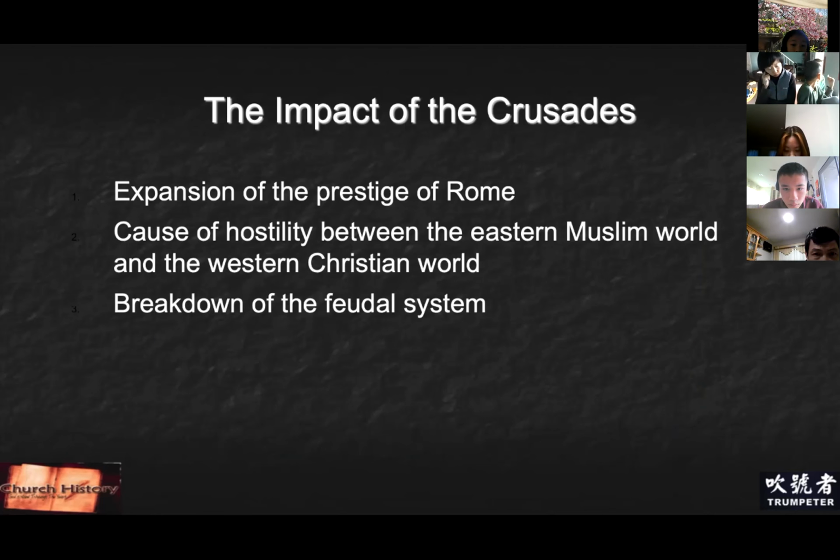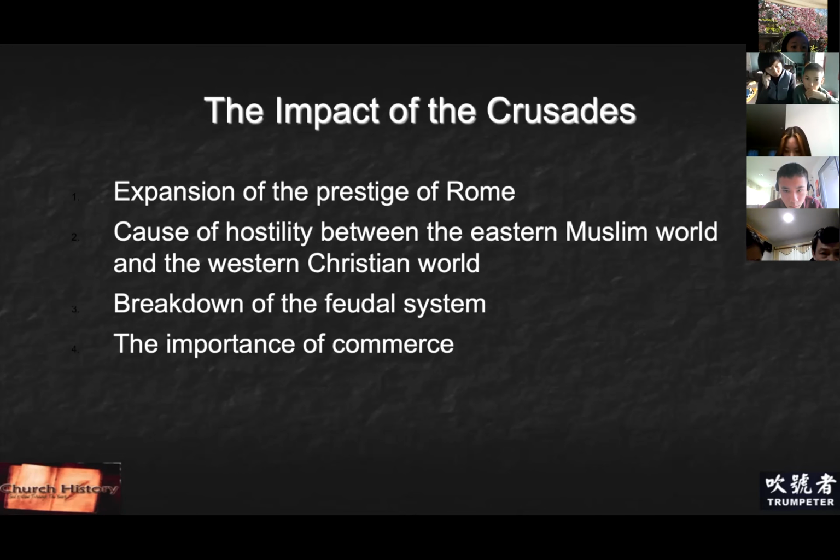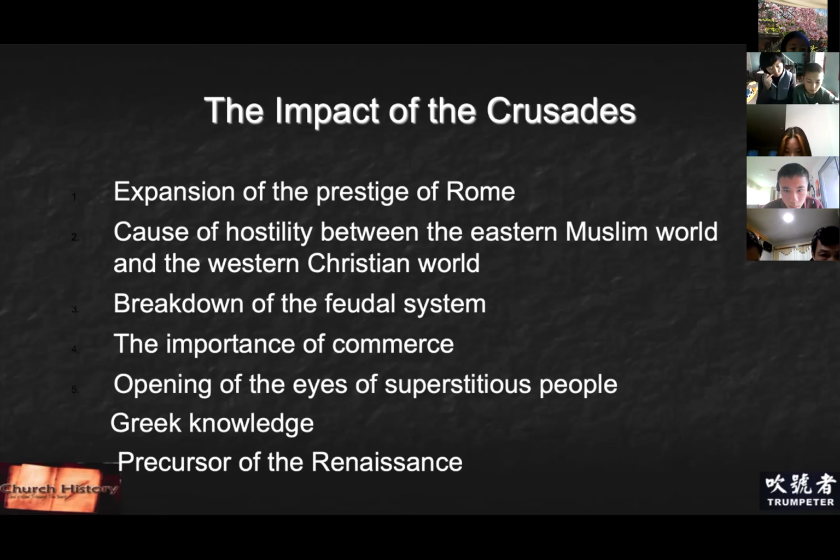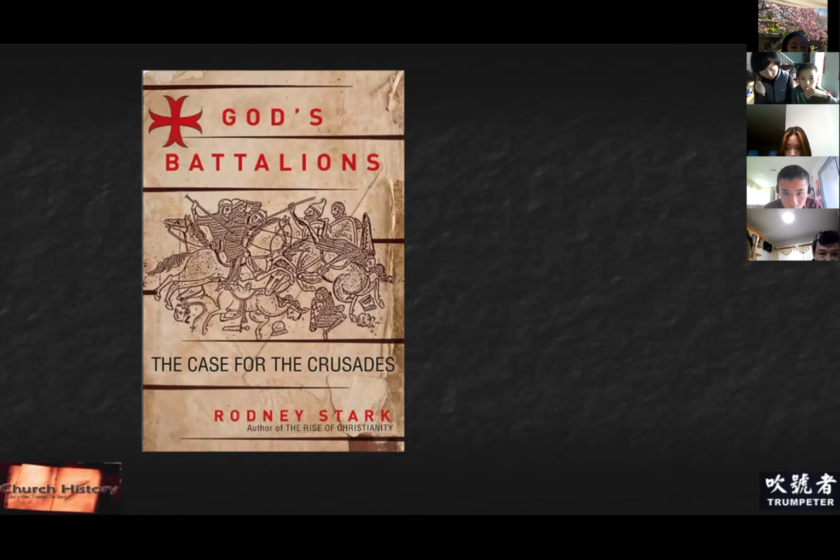Breakdown of the feudal system. When the West Roman Empire collapsed, they became the feudal system. Those knights controlled each castle, but then they all came out to fight, and they got killed in some way. So the feudal system broke down, and commerce became important. It opened the eyes of the superstitious people, and Greek learning was another precursor for the Renaissance. That was the impact of the Crusades.